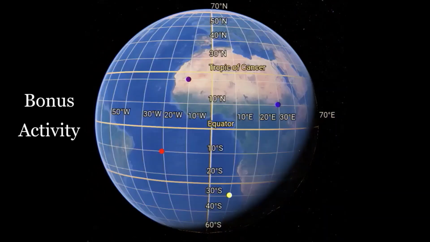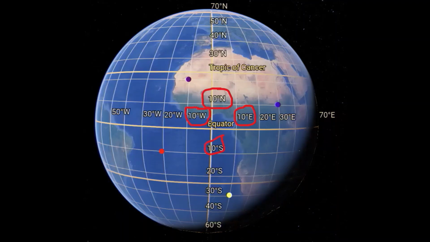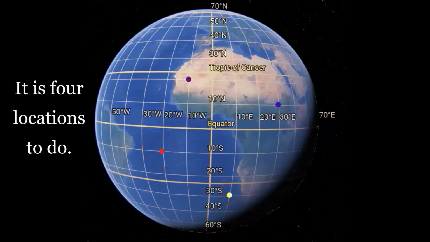Here's the bonus activity, and as you can see, I've gone back to that original image I showed you at the beginning of the video, where it's got all of the directions here. It's got north, south, east, and west here. I've just got 3 different locations for you to do. And if you want to do this bonus activity, I just want you to write down the coordinates like you saw me do here.